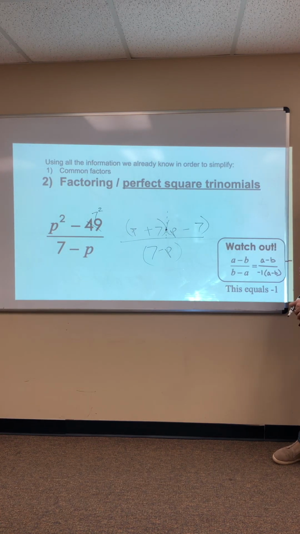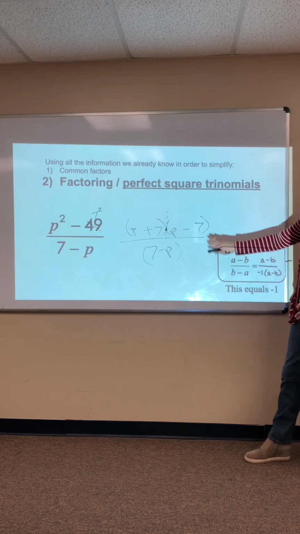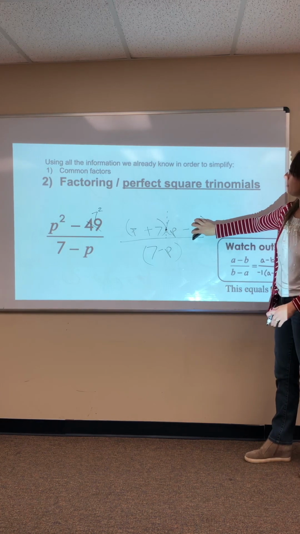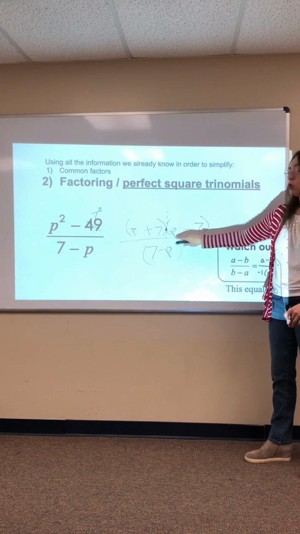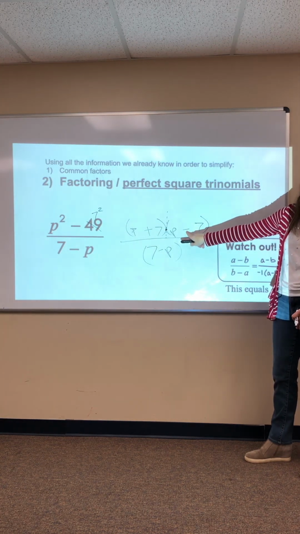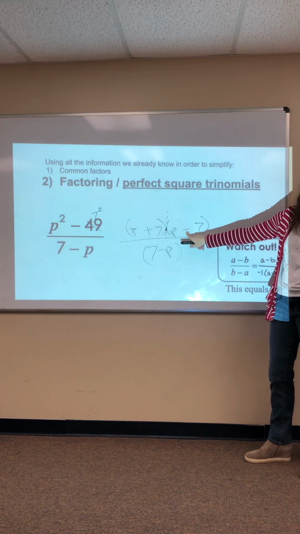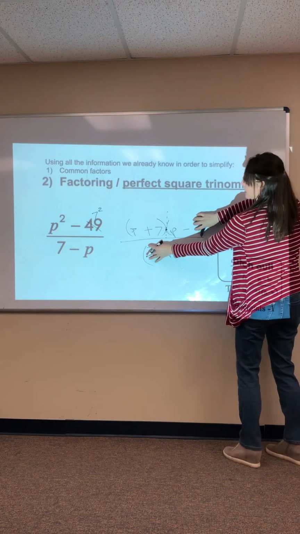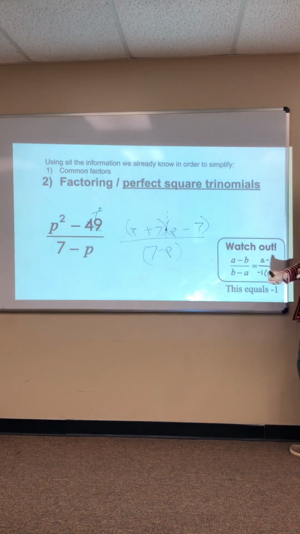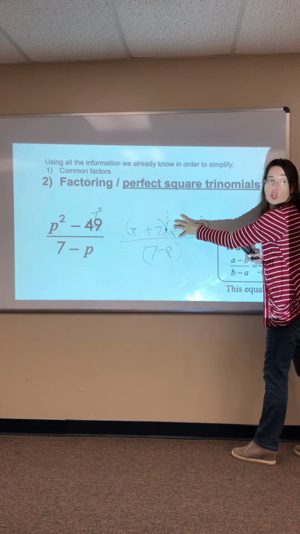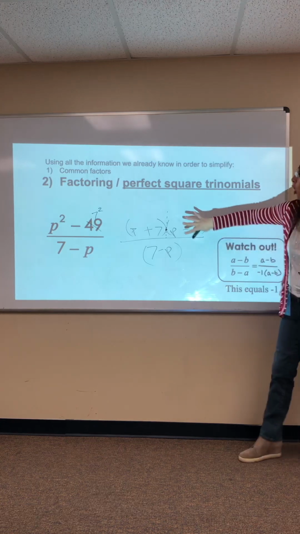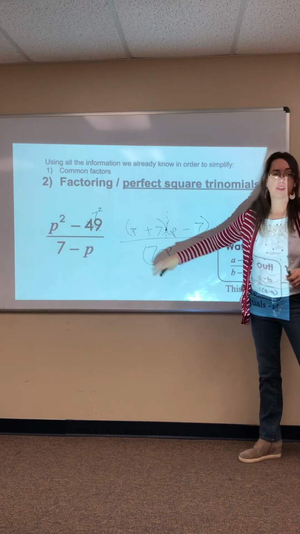Can we remove this 7 from the p? No, because it's negative. It's attached with an addition or subtraction sign, so we can't cancel these. If we're going to cancel, it's all or nothing. It has to be all of it on the top and all of it on the bottom.